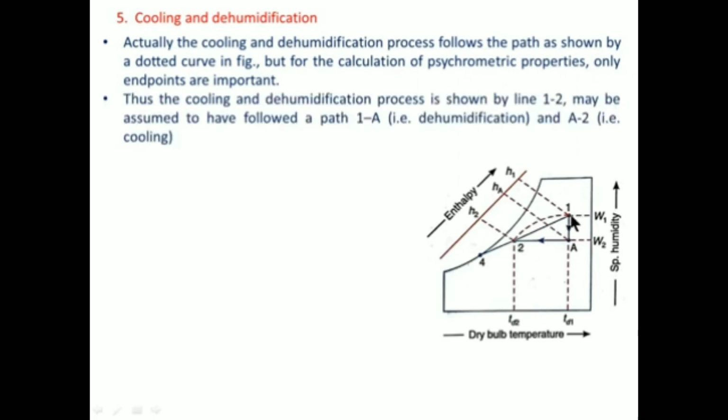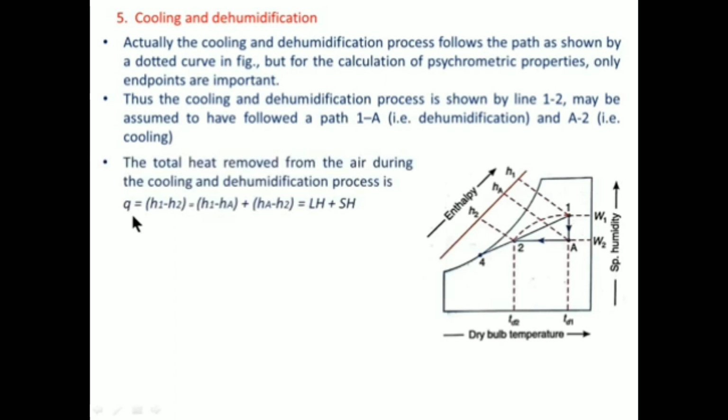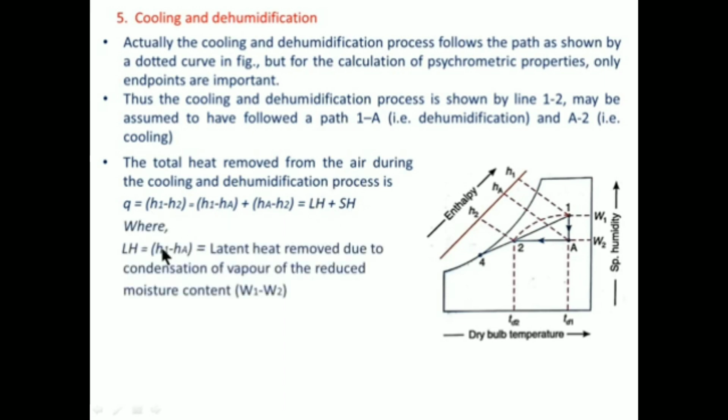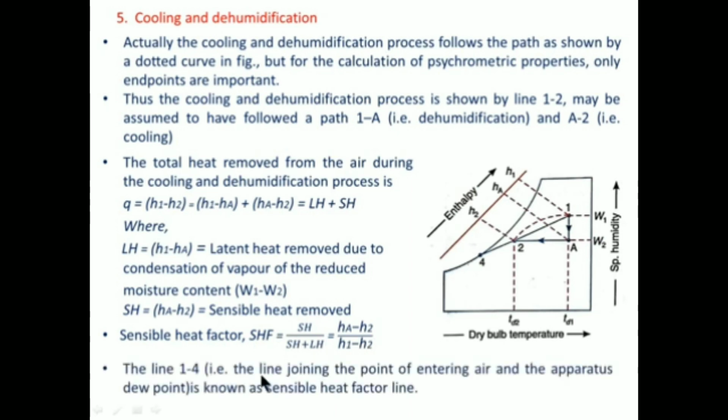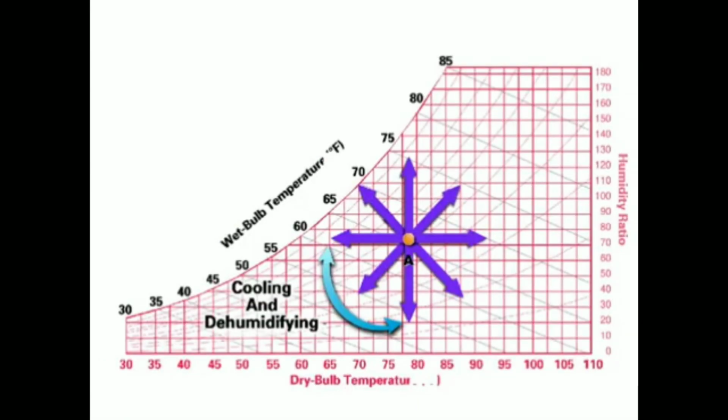So thus the process is denoted by 1 to 2, which is combination of 1 to A and A to 2. So that's why the Q, that is total heat removed during the process, which is combination of latent heat and sensible heat, is denoted by H1 minus H2. So that's why we can directly write the sensible heat factor value as HA minus H2 divided by H1 minus H2. So the line 1 to 4 in this diagram represents the sensible heat factor line. Next is the diagram where we can see the cooling and dehumidification followed by this point and this line, which is a combination of cooling and dehumidification. So we get the output as this line.